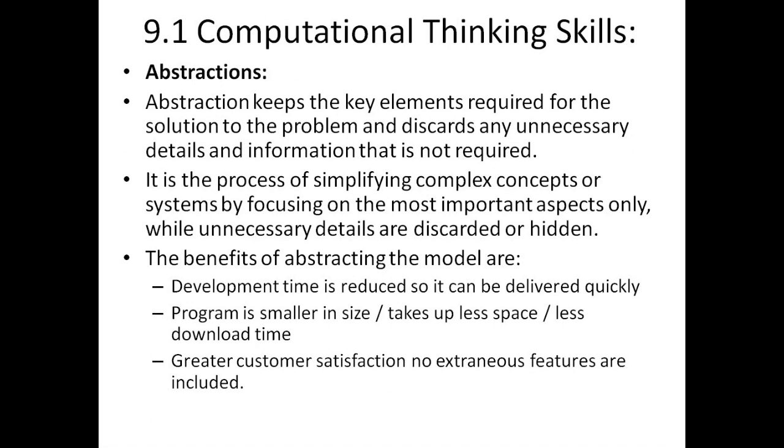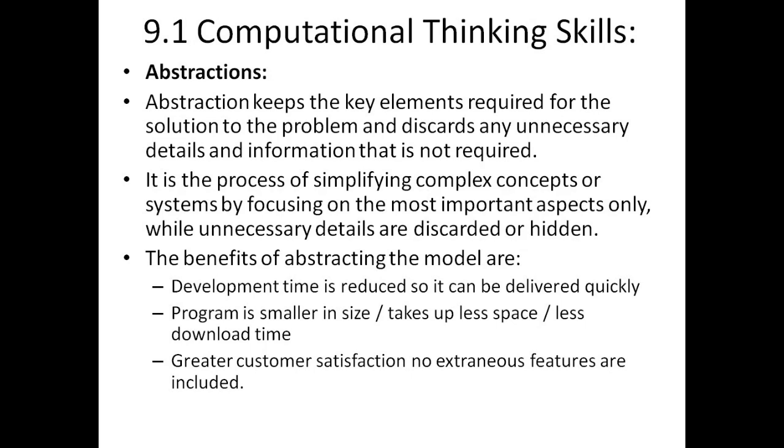If you have studied O-levels computer science, then you would know what abstraction is. Abstraction means to discard any unnecessary information and only record the key elements or the absolutely necessary information. So abstraction keeps the key elements required for the solution of the problem and discards any unnecessary details and information that is not required. It is the process of simplifying complex concepts or systems by focusing on the most important aspect only, while unnecessary details are discarded or kept hidden for this stage.